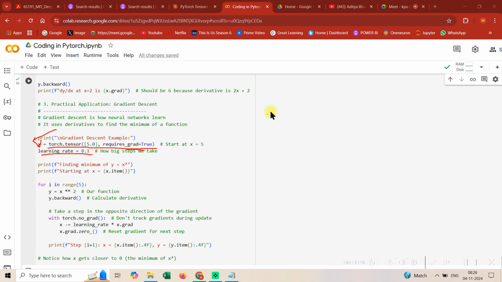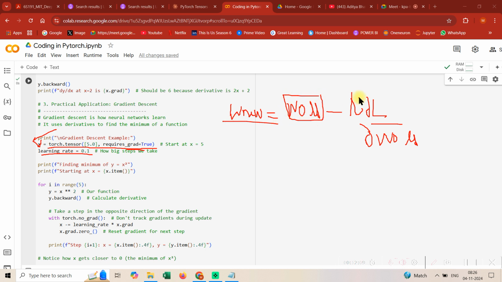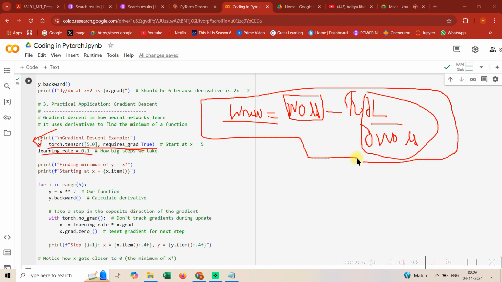Then guys, we are taking a learning rate. If you remember, in my NLP series and in my AI series I've talked about this equation, which is very important. This is how a weight changes: the previous value minus the learning rate times the partial derivative of the loss function with respect to the weight. This type of calculation is very important.